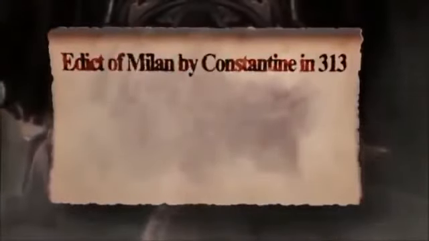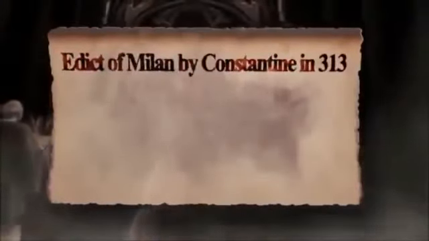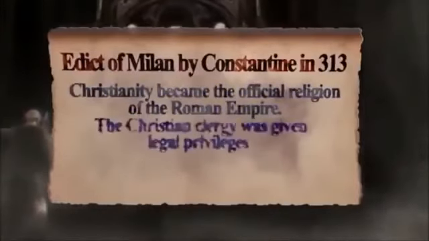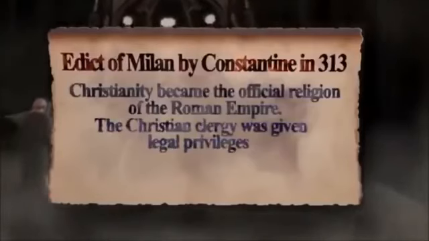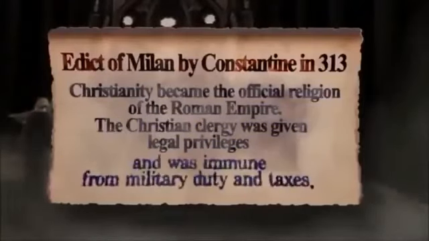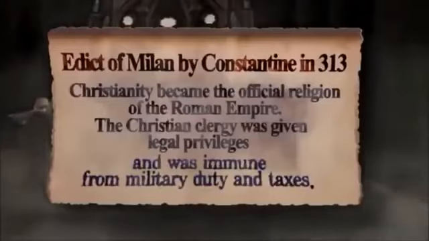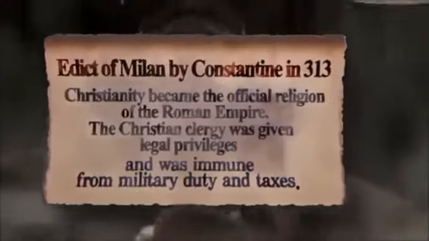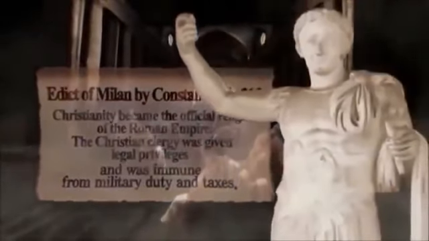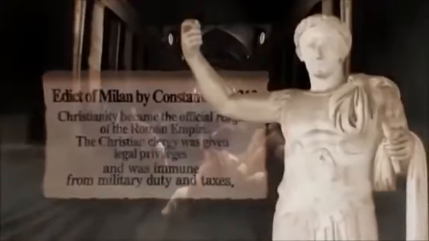In 313, Emperor Constantine proclaimed the Edict of Milan. The edict approved Christianity as a legal religion of Rome and gave legal privileges and immunity from military duty and taxes to the Christian clergy. There was a political goal of Constantine underlying such kinds of preferential treatment.